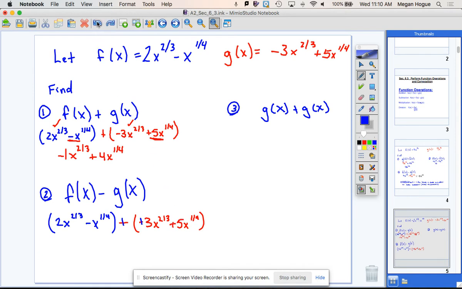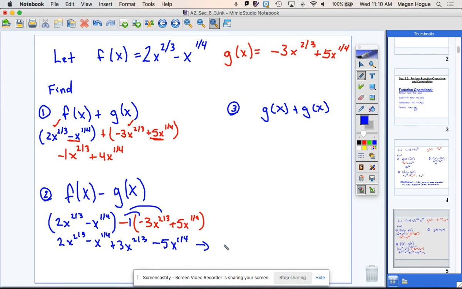Some of you don't like that. Some of you show it on a new line, so I'll show that way here. You keep the first one, maybe you'll lose the parentheses. And then I'm going to distribute that negative through to make it positive 3x to the 2/3 and negative 5x to the 1/4 if you like to rewrite it. As long as I see it in one of those places, that's fine.